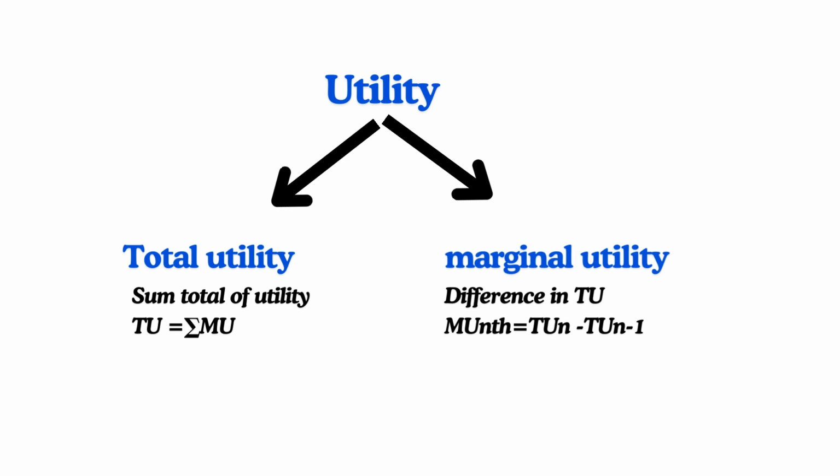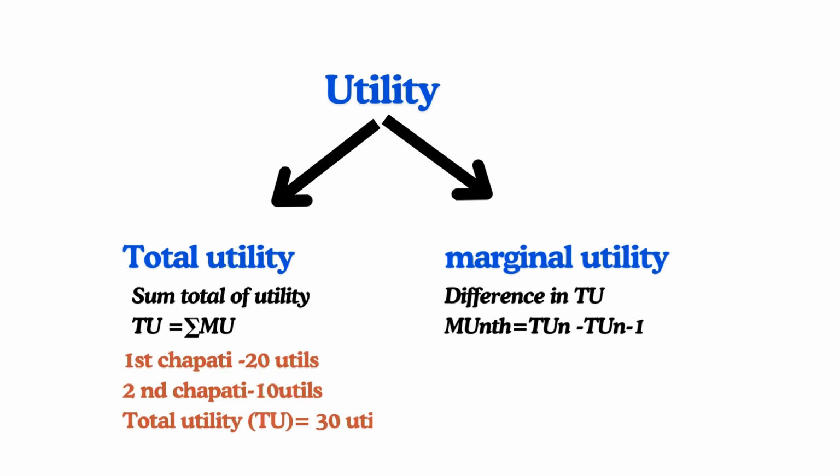For example, if 2 chapatis are consumed and the first chapati yields satisfaction of 20 utils, while the second chapati yields satisfaction of 10 utils, then total utility is equal to 20 utils plus 10 utils, which is equal to 30 utils.